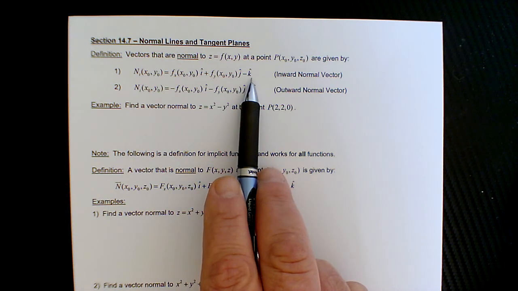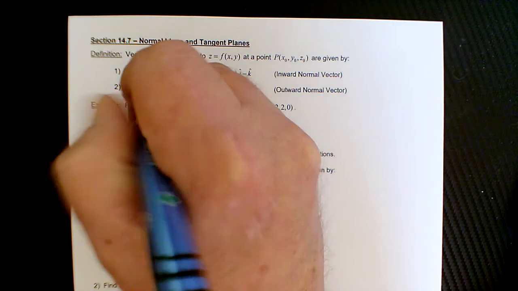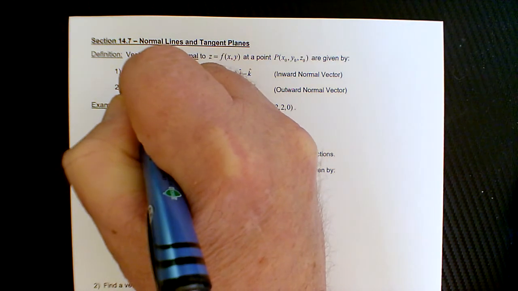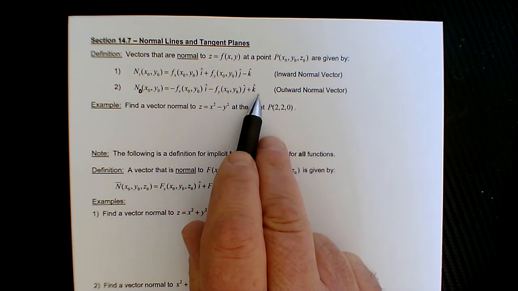And so that we call the inward vector, and then we have n sub O for the outward vector. And notice it's just the opposite.